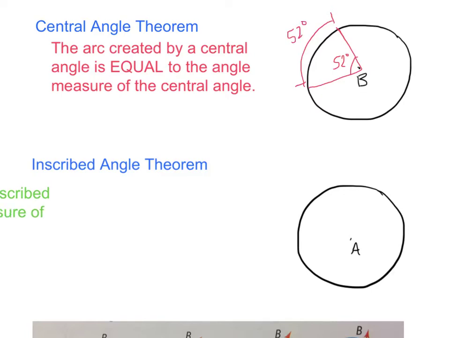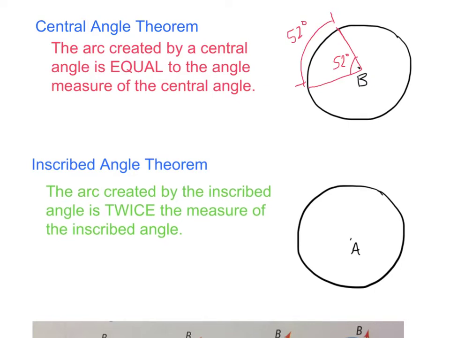The inscribed angle theorem says this. The arc created by the inscribed angle is twice the measure of the inscribed angle. Let's see what that looks like. So if this is my inscribed angle and it is 27 degrees, now that means that this arc is twice as big. That would mean it's 54 degrees.